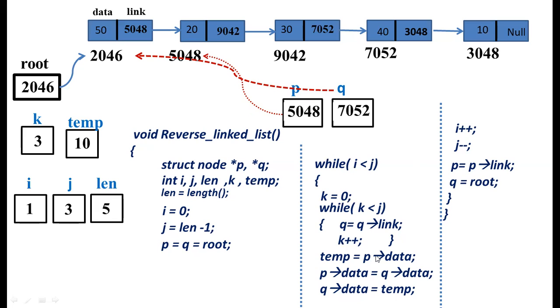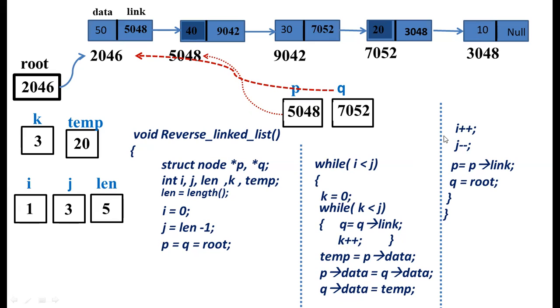Now temp is equal to P2 data. So what is P2 data? P2 data is 20. So 20 value will be stored in temp. And in P2 data, we are going to store Q2 data value, and Q2 data value we are storing with the temp. So here 20 will come here, 40 is coming here. So 50, 40, 30, 20, 10.